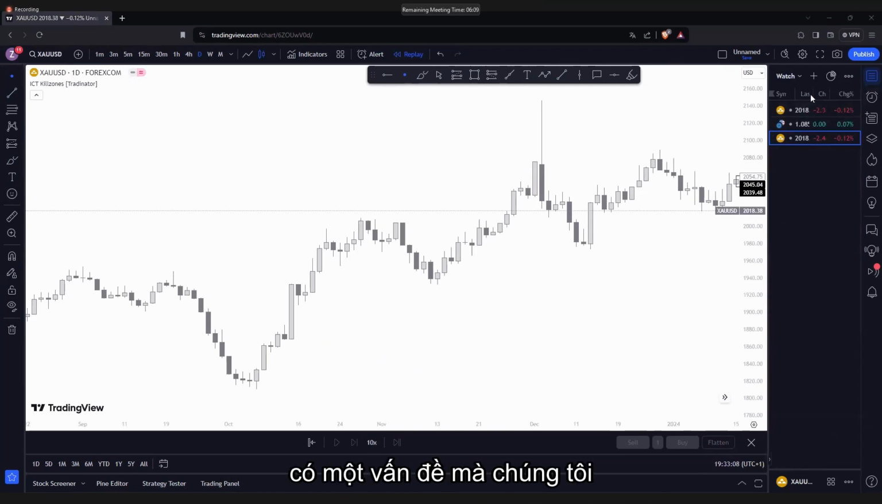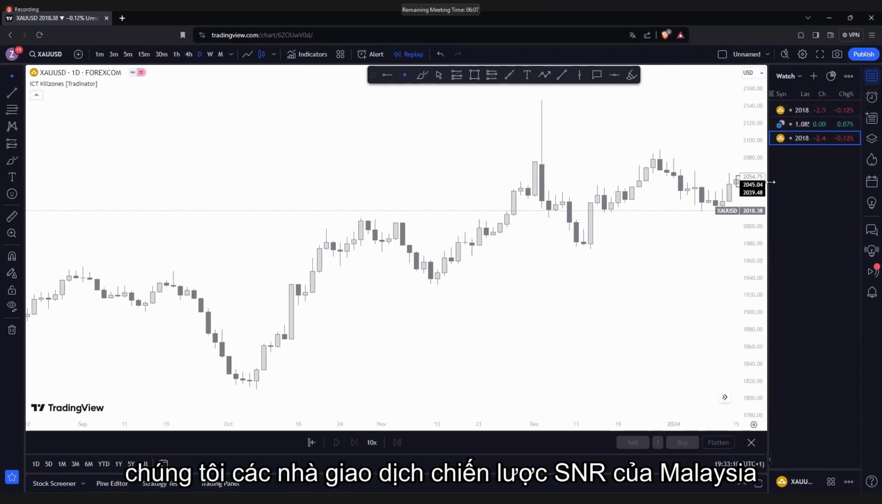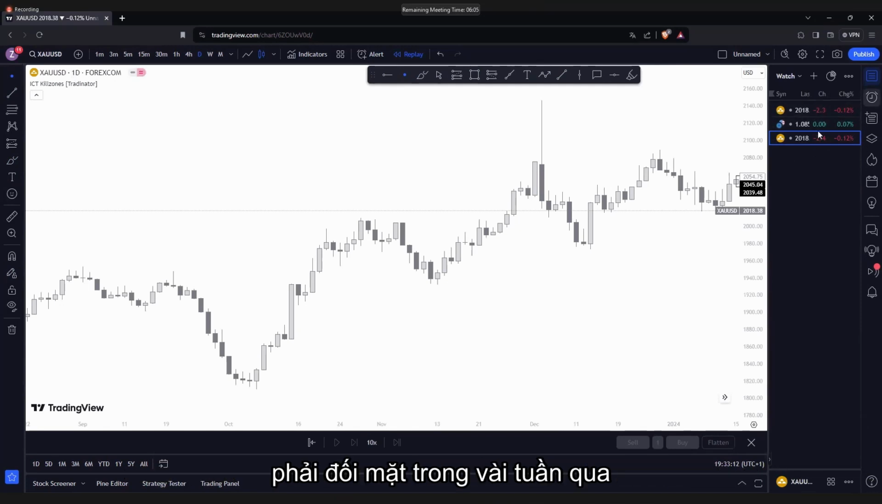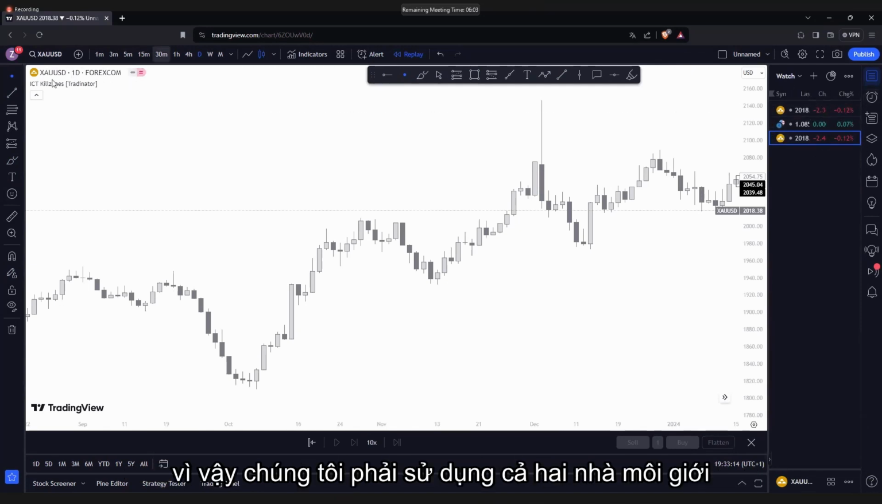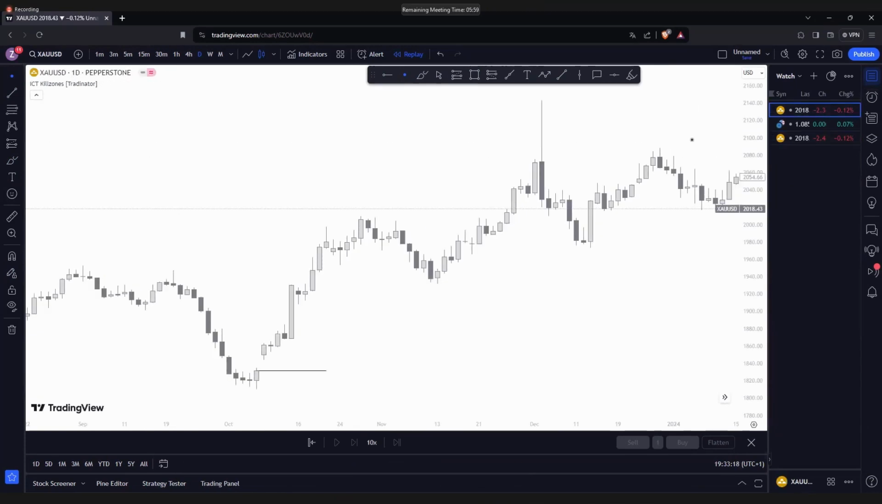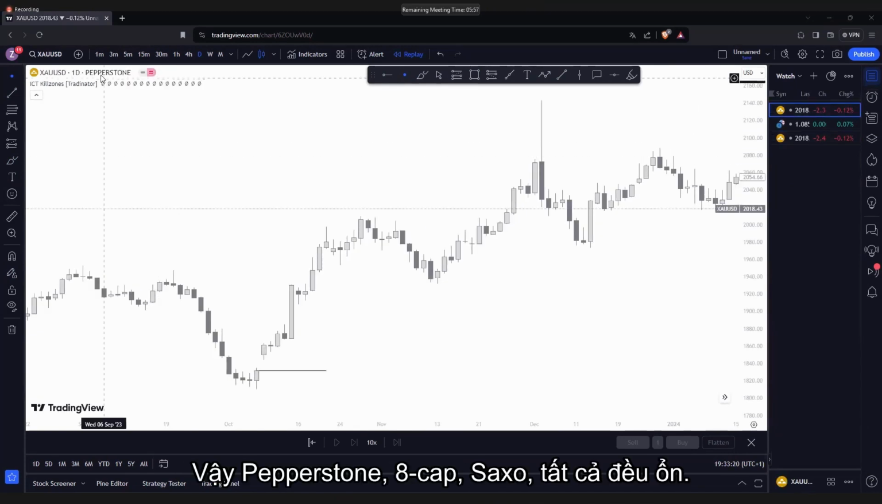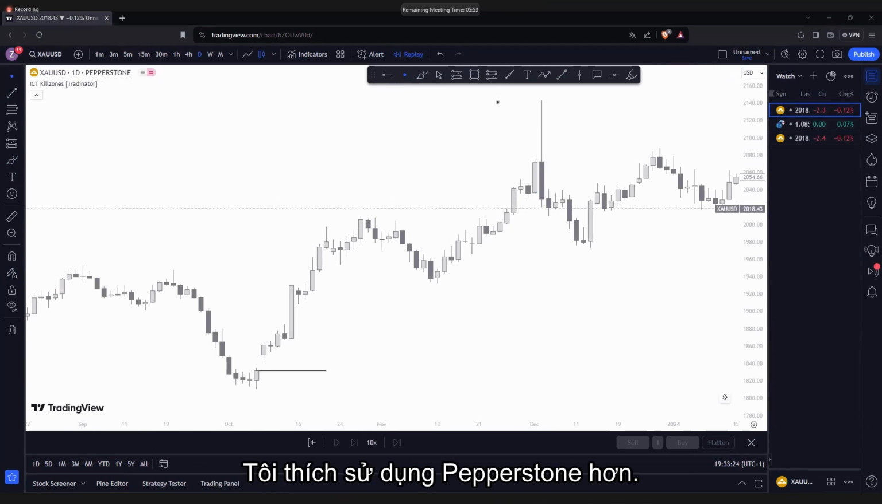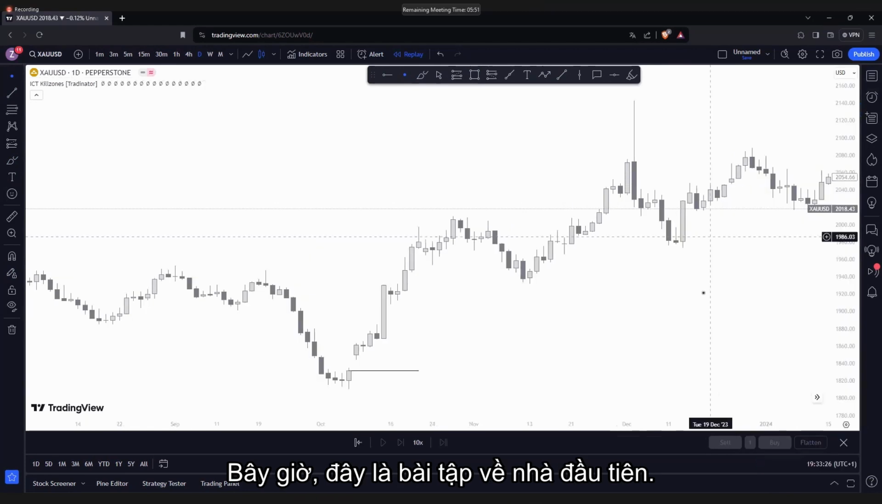There is an issue that we, the Malaysian SNR strategy traders, faced over the past few weeks, so we had to use both brokers, Oanda and Pepperstone. Pepperstone, 8 cap, Saxo, they're all fine. I preferably use Pepperstone. Now this is the first homework.